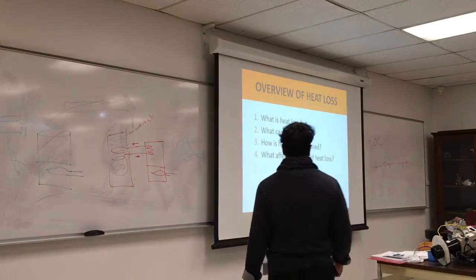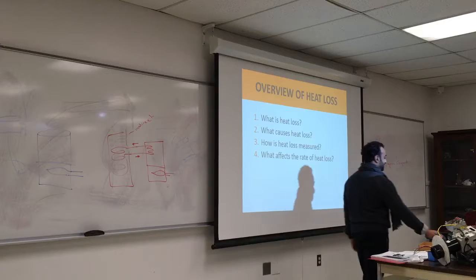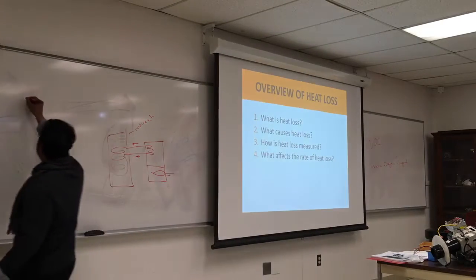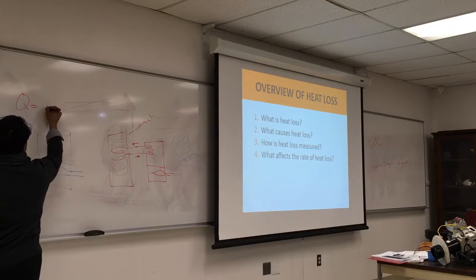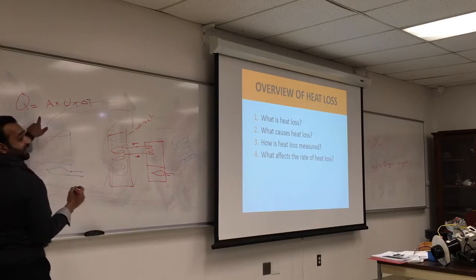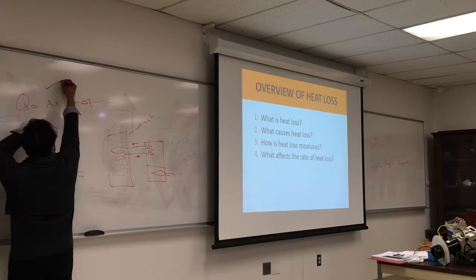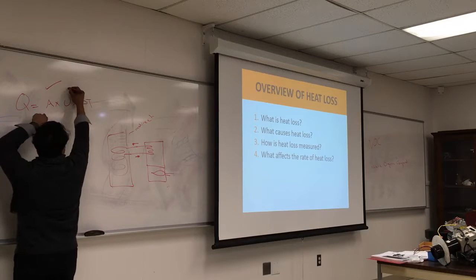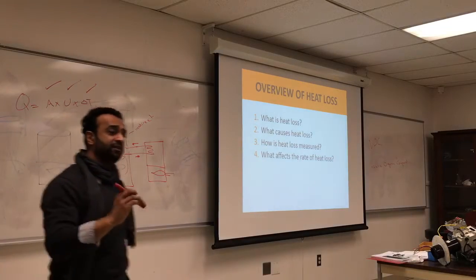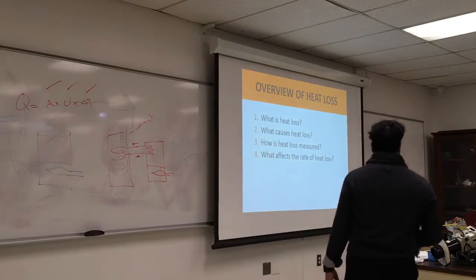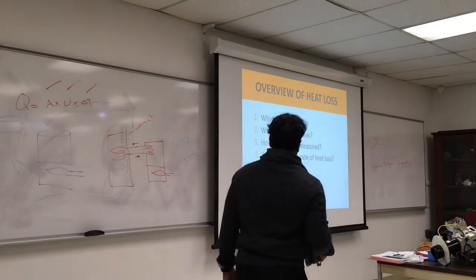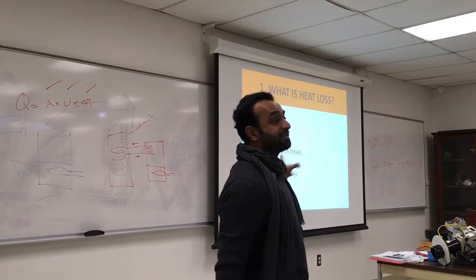What affects the rate of heat loss? What is the equation? Somebody. Q equals U times A times delta T. So what affects the heat loss? The area exposure, the material or the insulation, and the temperature difference. Those three are the factors that affect the heat loss. There's going to be a question in the exam about that. Okay, heat loss, two things. There's going to be a question in the final.